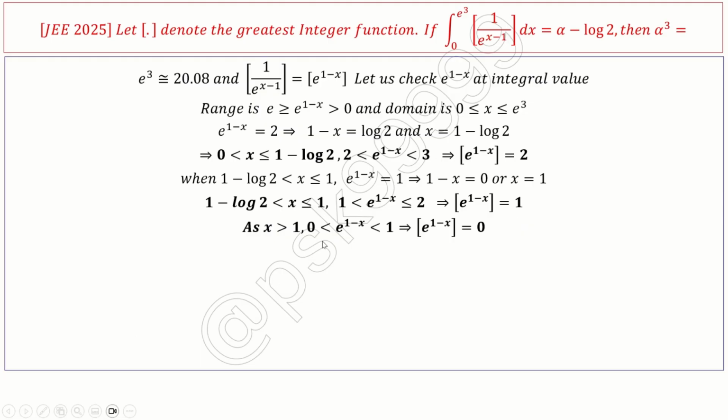As x is greater than 1, you always get e to the power of 1 minus x between 0 and 1, a fractional value. For a fractional value the GIF is 0. So you have 3 ranges, you got it.